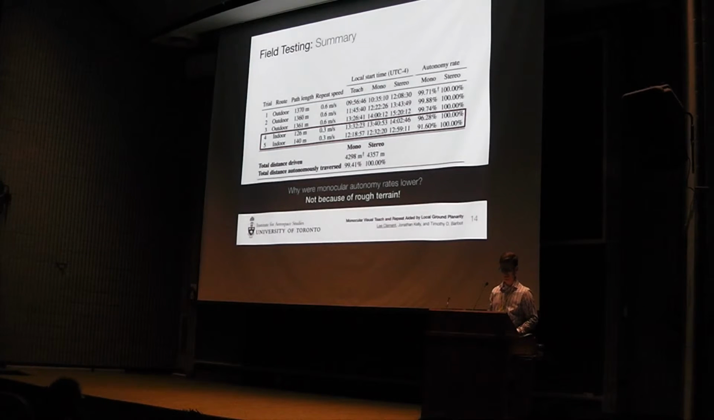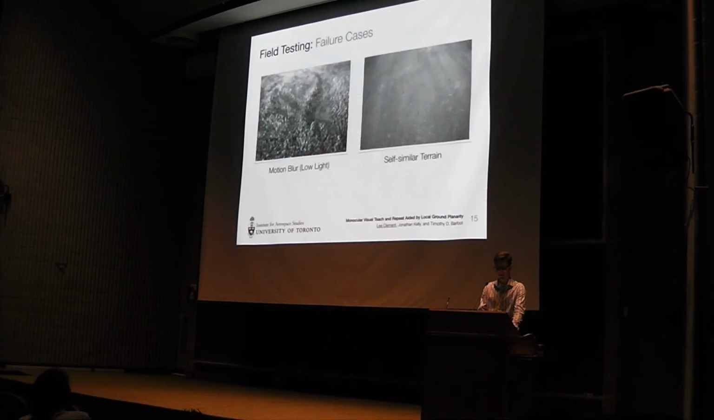So the obvious question here is, well, why were the monocular autonomy rates so much lower? And it turns out that it didn't even have anything to do with the roughness of the terrain. Actually, some of the most challenging features in the Mars Dome were the parts where the monocular pipeline did the best, which was kind of surprising. But where it actually broke down was in these kinds of cases where you have a lot of motion blur in the Mars Dome due to just lighting being really poor.